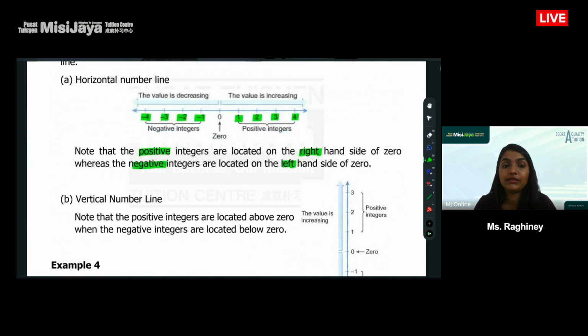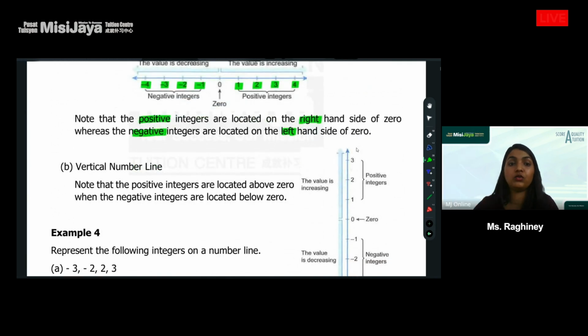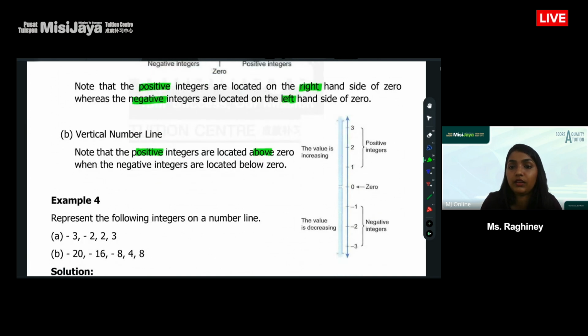Vertical number lines is basically down to up. Okay, so all the positive integers are located above the 0. Let's look at this. 1, 2, and 3. These are positive. And all the negative ones are below the 0. Negative 1, negative 2, and negative 3. These are all negative.